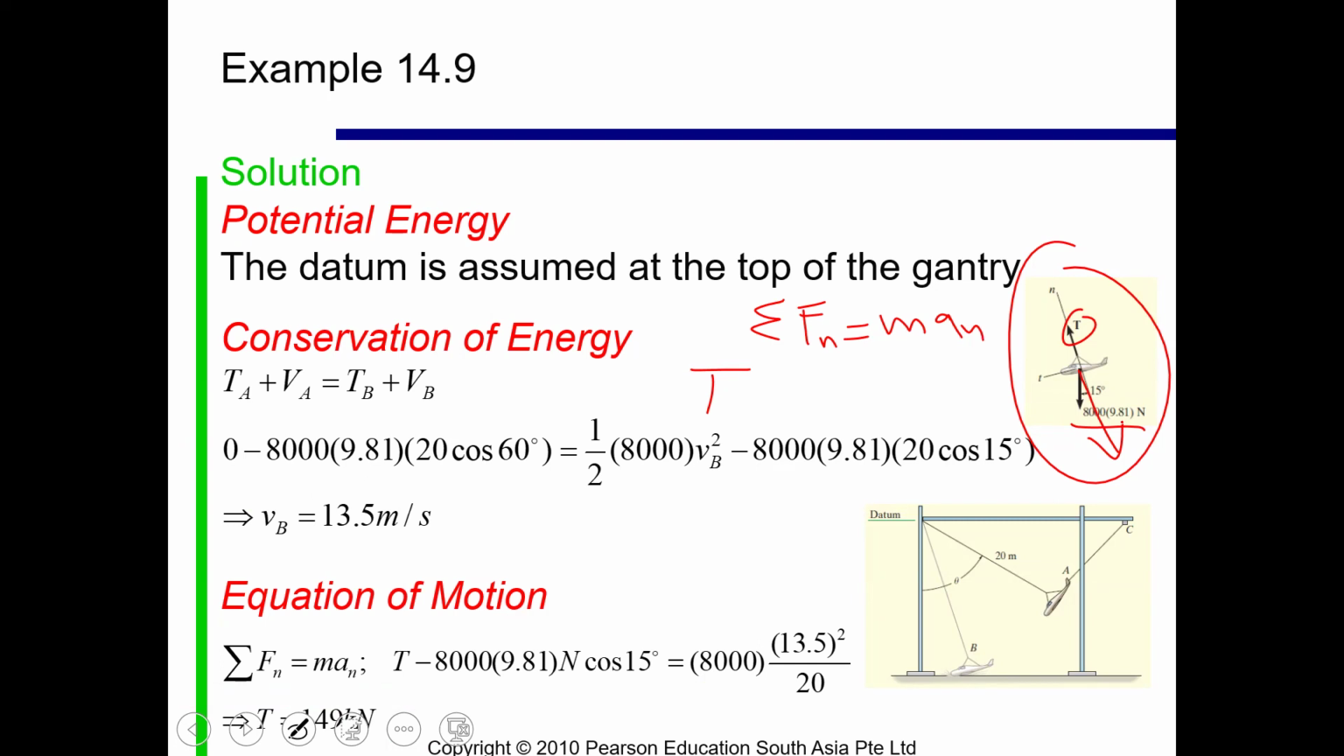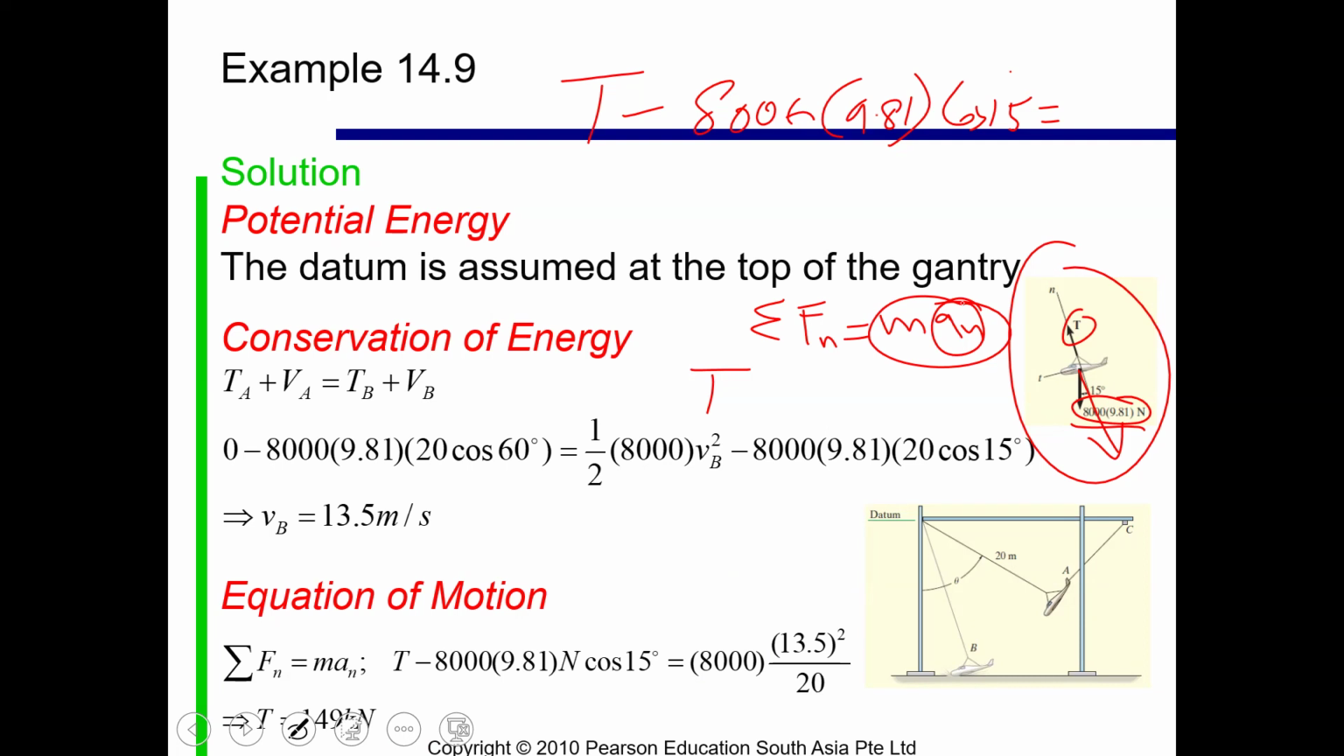So the weight is 8,000 times 9.81 into cos 15. So this will be T minus 8,000 into 9.81, this is the weight, and then cos 15 is equal to m times a_n. So this is m a_n. Remember, in the normal axis you have the centripetal acceleration. So what was the formula for centripetal acceleration? V square over rho, if you remember.